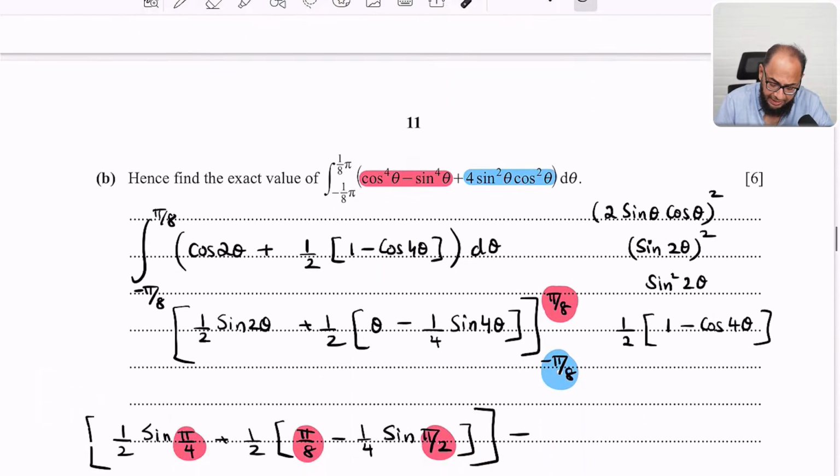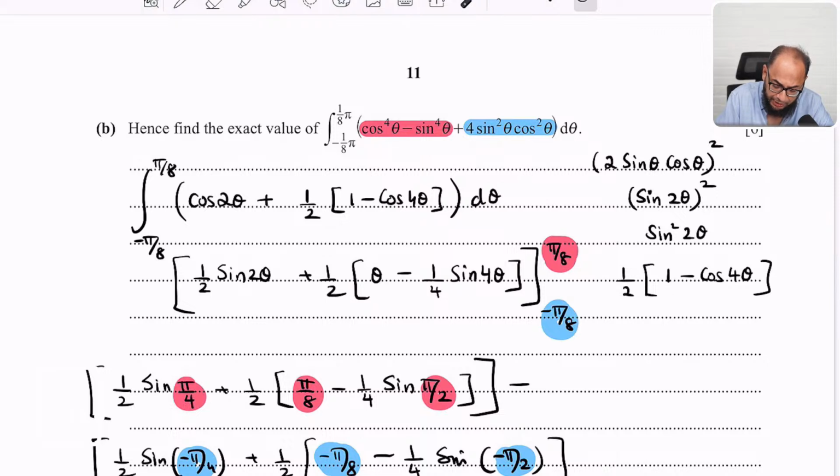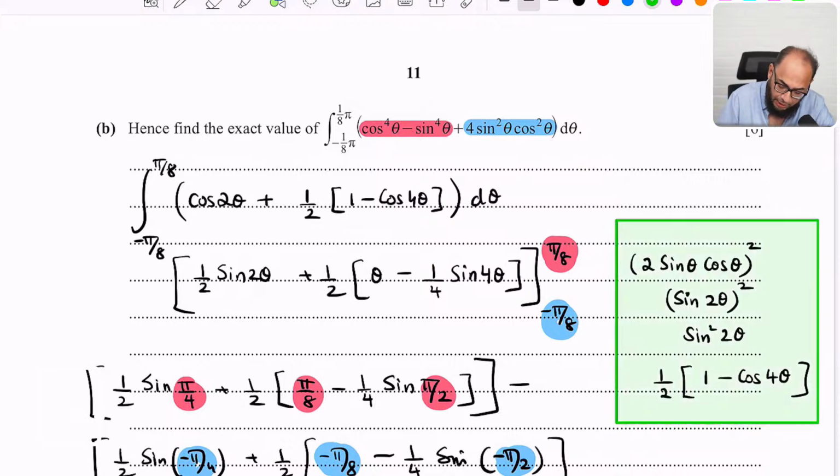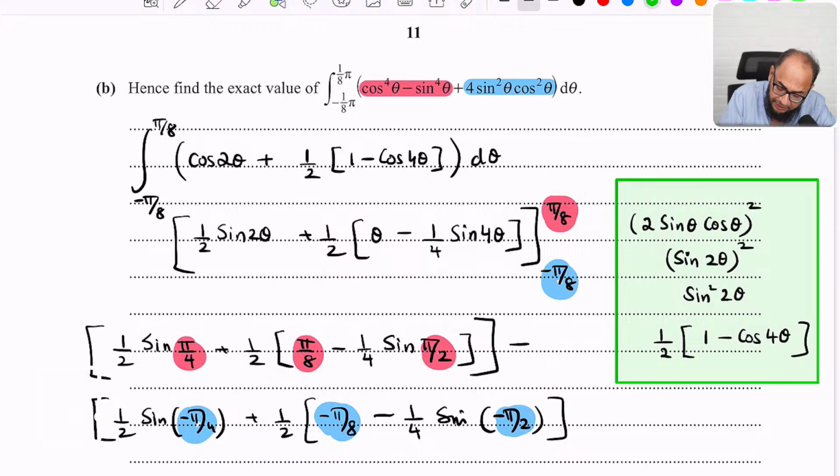The next one. It says, hence find the exact value of the integral from negative 1 over 8 pi to positive 1 over 8 pi of cosine power 4 theta minus sine power 4 theta plus 4 sine square theta cosine square theta. Now, the very first thing that I've done, let me just take this thing from here and put it at this corner, and let me draw a box around it. Now, first of all, this thing right over here is like this thing: 4 sine square theta, cosine square theta.